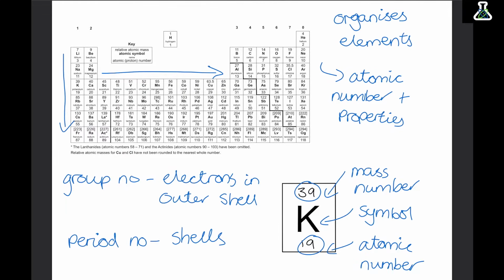And the atomic number tells us how many protons the atom has. Now if we know the number of protons the atom has, we also know the number of electrons, because they always have the same number of protons and electrons.